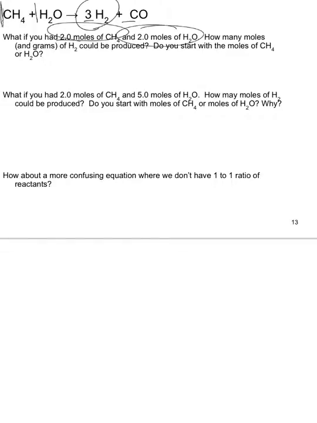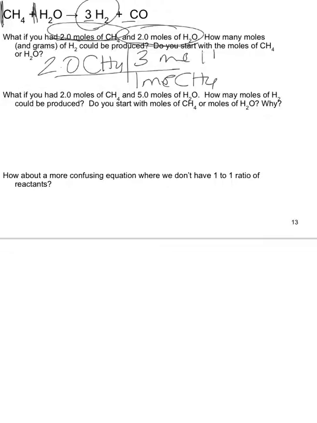Well, it actually isn't going to matter, because you see here, it's a 1-to-1 ratio. For every 1 mole of CH4, I'm going to need 1 mole of water. So if I have 2 moles of CH4 and 2 moles of water, they both are going to limit each other. They're both going to be used up. And so it actually doesn't even matter. The limiting reactant is both of them. So I would take 2 moles of CH4, and we'd say 1 mole of CH4 makes 3 moles of H2, and this pretty much becomes what you did before. So I'm going to make 6 moles of H2.